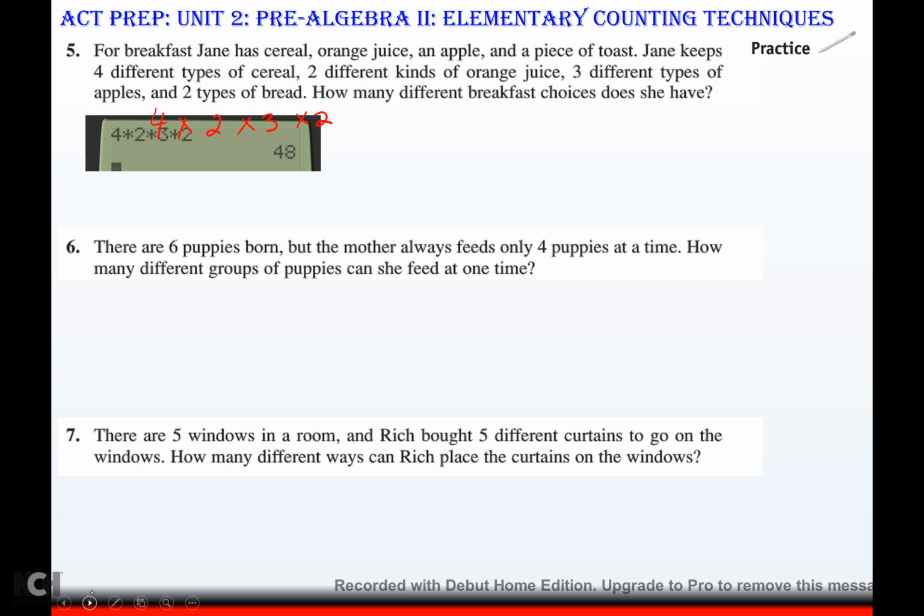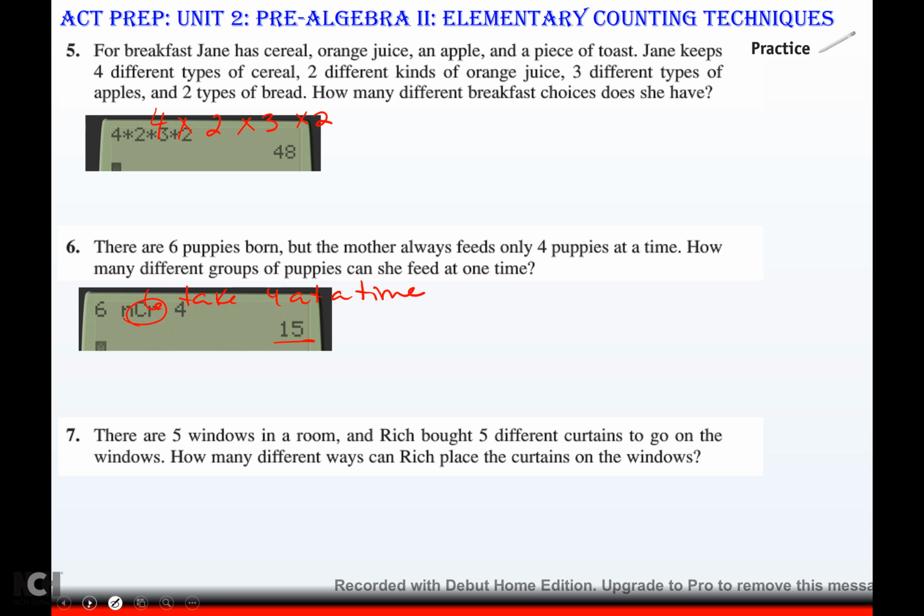Okay, 6, there are 6 puppies born, but the mother always feeds only 4 puppies at a time. How many different groups of puppies can she feed at one time? The order doesn't matter. Any 4 can go eat. Okay, so you have 6, but you can only take 4 at a time. And the order doesn't matter. So you do the combination, not the permutation, and you get 15.